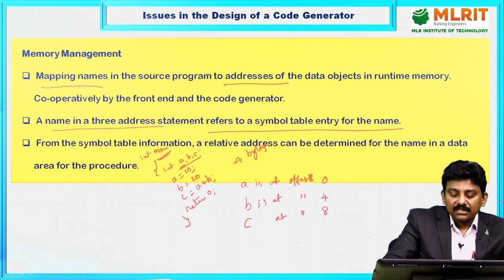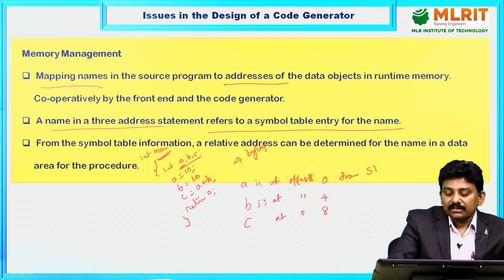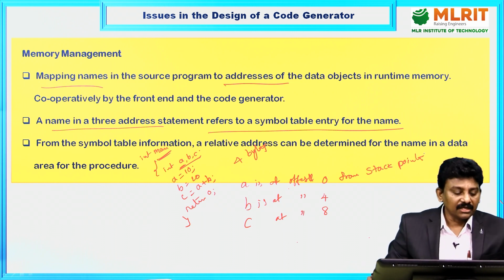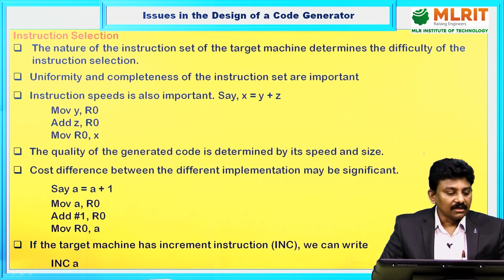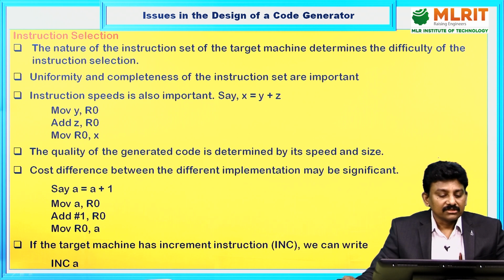That is, A is at offset 0 from the base pointer, that is, from the stack pointer or base pointer. Like that, a relative address can be determined for the name in a data area. Data area means the stack frame for the main, for the procedure. A name in the 3 address statement refers to a symbol table entry for the name. Next, instruction selection. The nature of the instruction set of the target machine determines the difficulty of the instruction selection. Here we have 2 types, simple instruction and complex instruction sets.